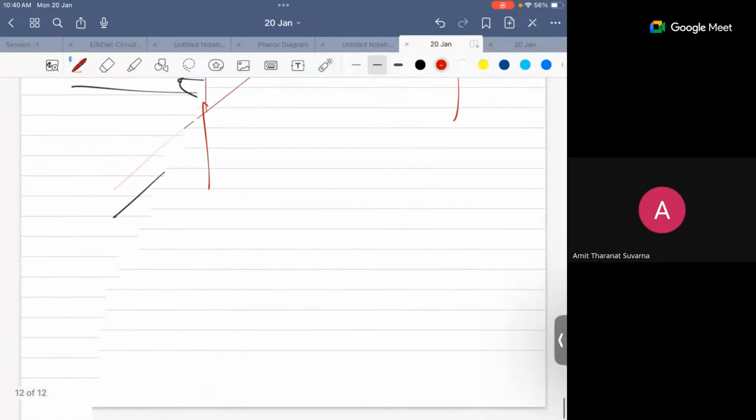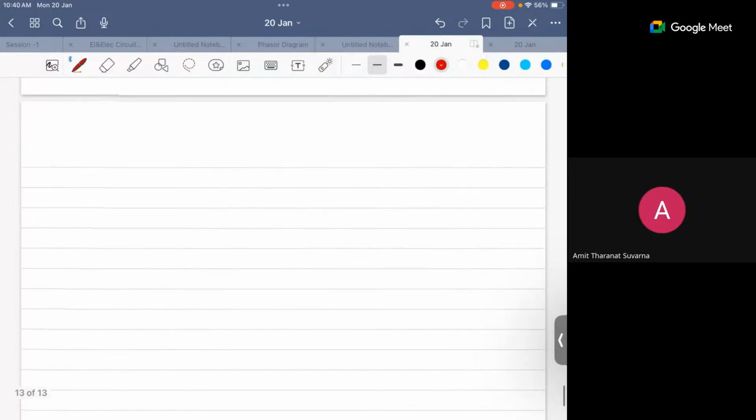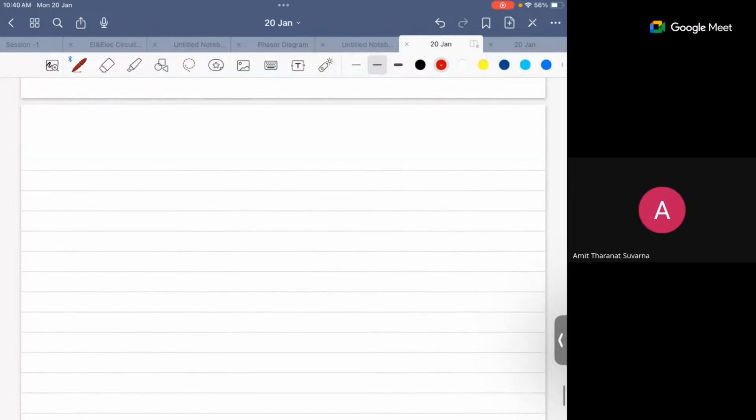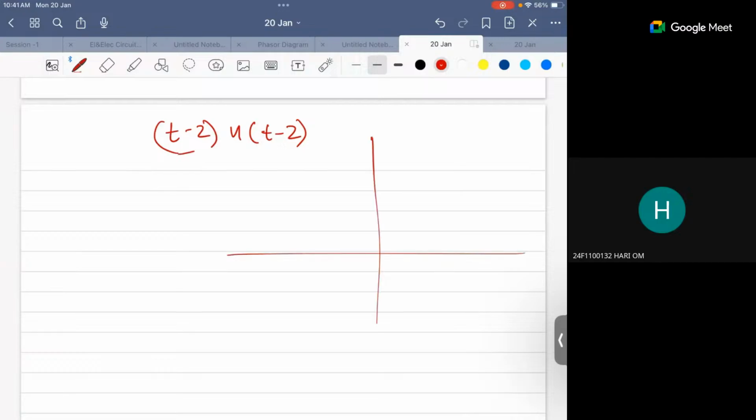If we have to plot the function t minus 2 times u of t minus 2, how will you plot this? It will start from 2. The equation of the line is t minus 2. That means the slope is 1 only, right? So this is t minus 2. It will start from t equals 2.